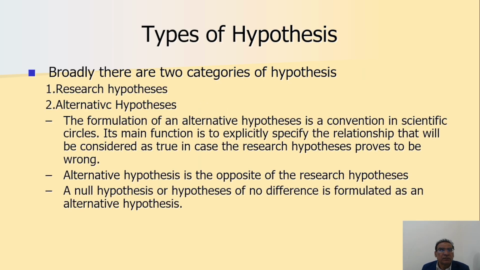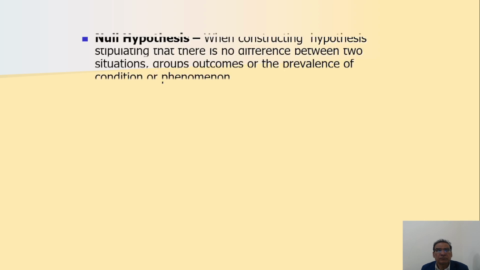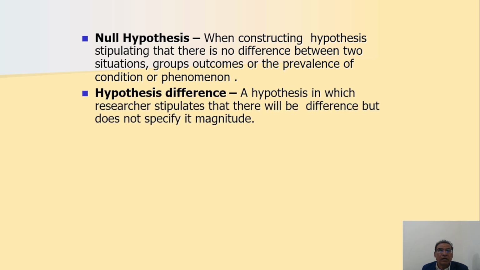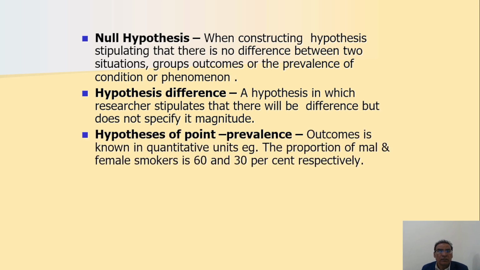Types of hypothesis. Broadly, there are the null hypothesis and the alternate hypothesis. The formulation of an alternate hypothesis is a convention in scientific circles. Its main function is to explain the null hypothesis. Null hypothesis: a hypothesis stipulating that there is no difference between two situations, groups, outcomes, or prevalence of a condition. Hypothesis of difference: a hypothesis in which the researcher stipulates that there will be a difference but does not specify its magnitude. Hypothesis of point prevalence: the outcome is known in quantitative units, such as 60 to 70.